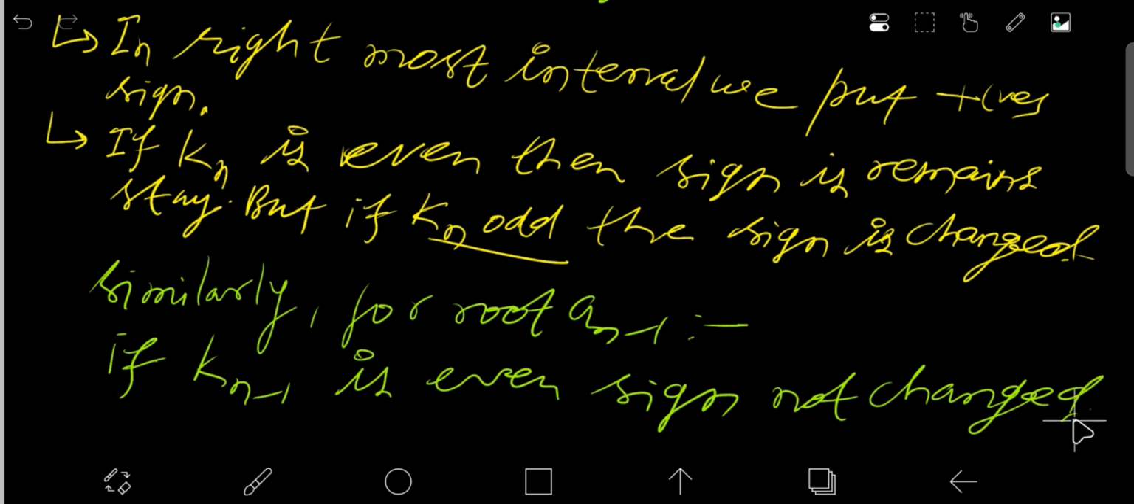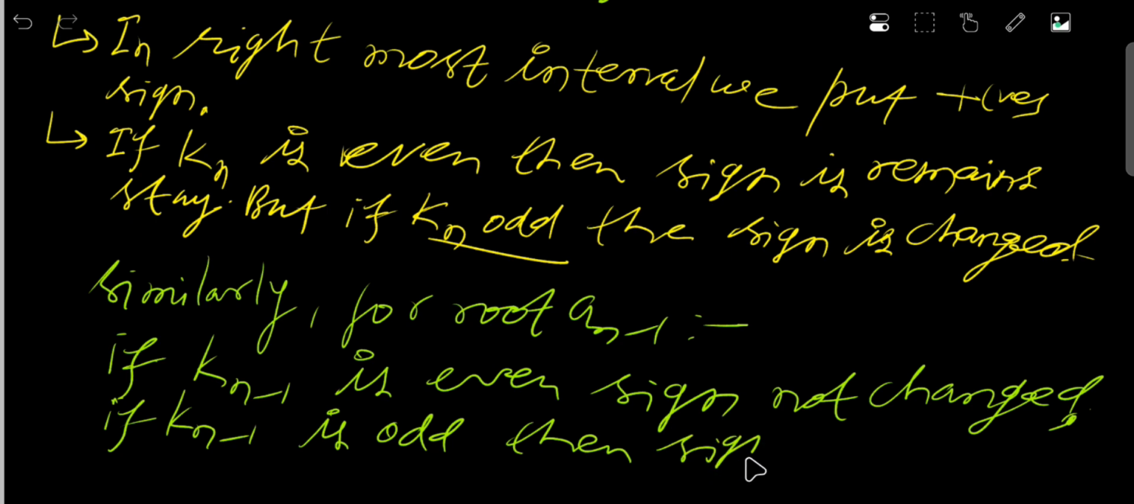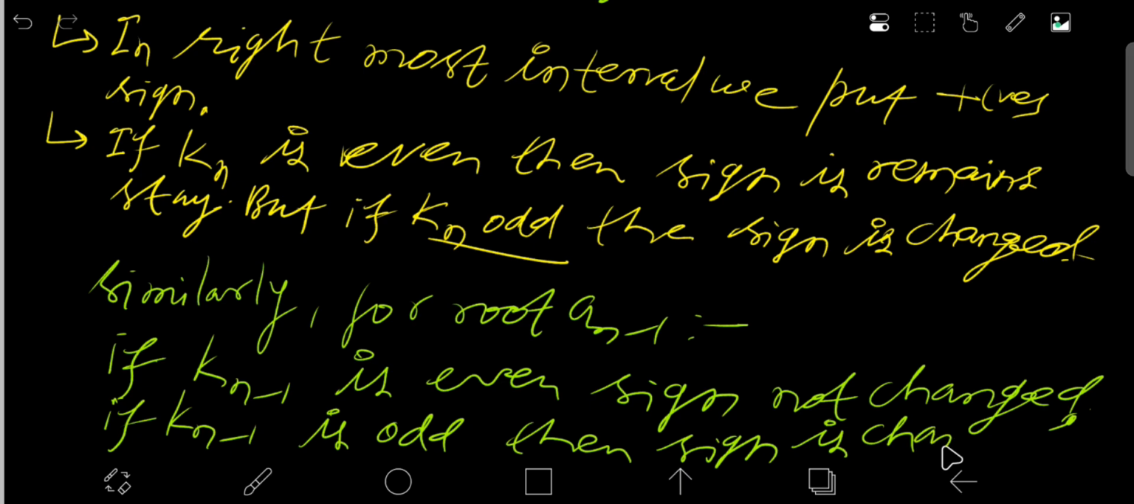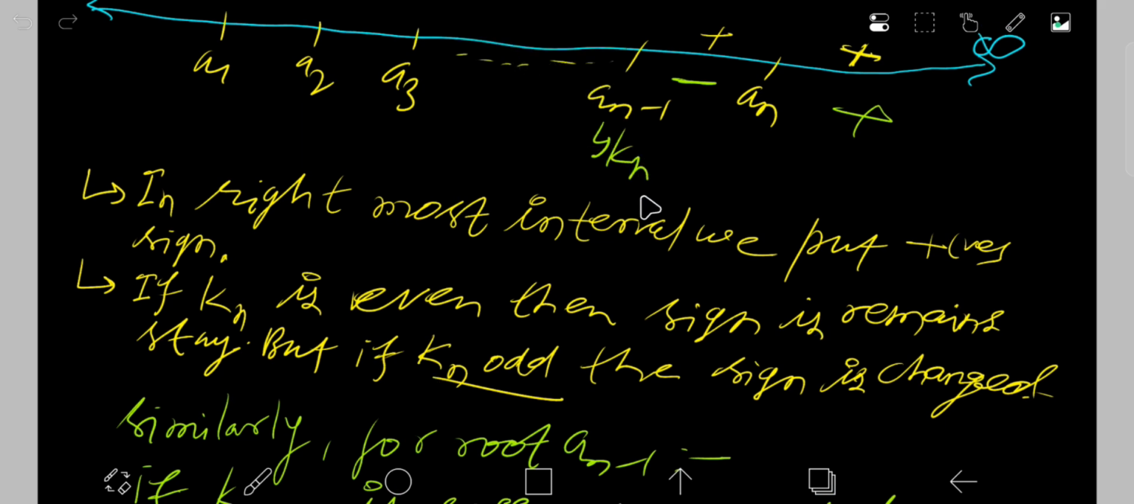But if kn minus 1 is odd, then the sign is changed. Means, you understand, try to understand from here: for kn minus 1, here the exponent is kn, if this k is even, then the sign plus to plus does not change.